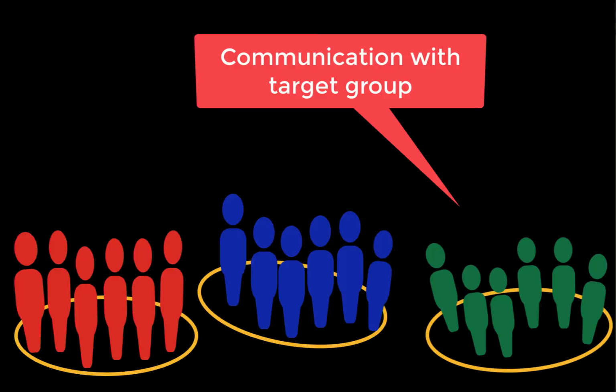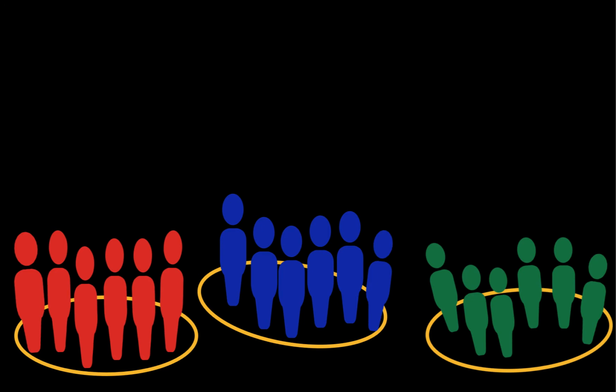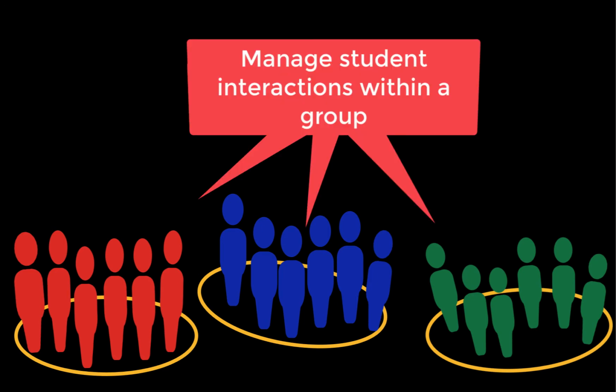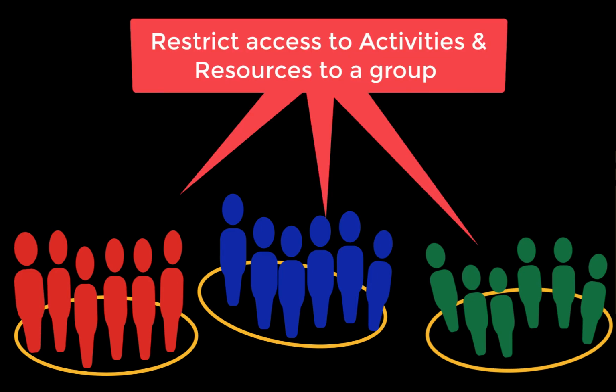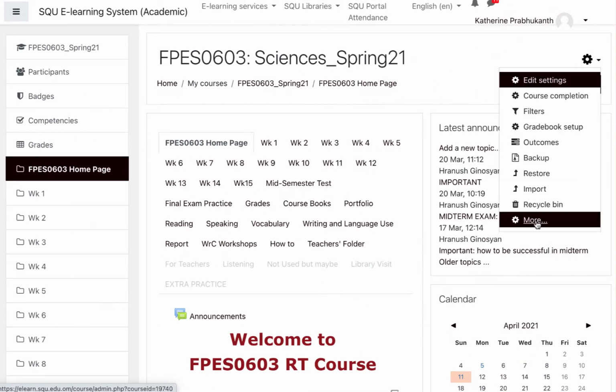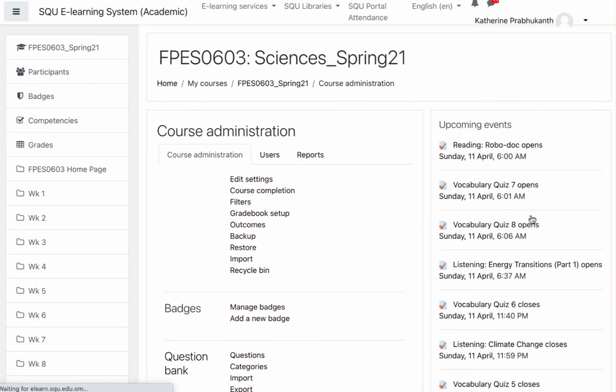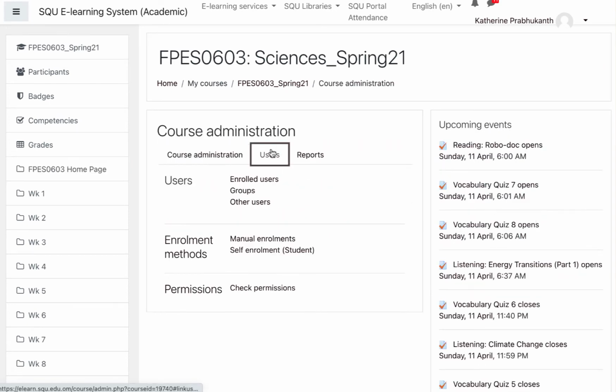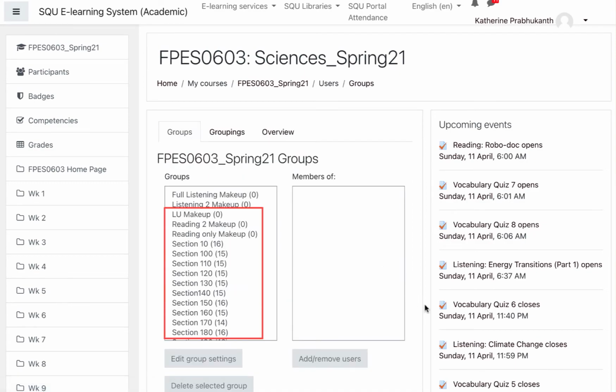Groups and groupings can be used for targeted communication, to manage student activity and interaction, and restrict access to activities and resources in a course. Some examples of how groups are used at the CPS are: 1. Mainly to put students of a course into sections to group their activities and grades together for easy tracking and access by a class instructor.